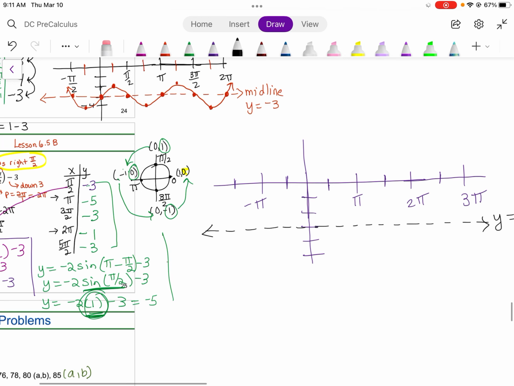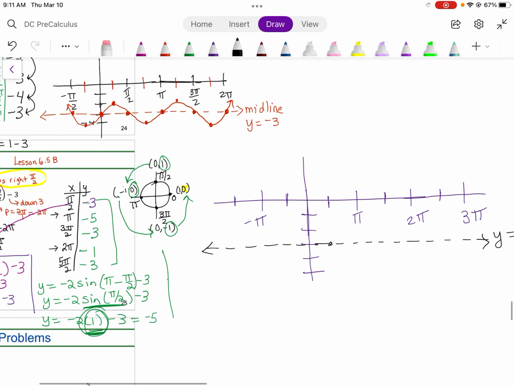Okay, all right. Pi over 2, negative 3. Pi, negative 5. 3 pi over 2, negative 3. 2 pi, negative 1. And then I'm back to my midline. So I will just repeat. Let's see, from here, I go back up, and then I'm down, and then I'm down 2, and then I'm back up. From here, I will go down 2. And there's our graph.